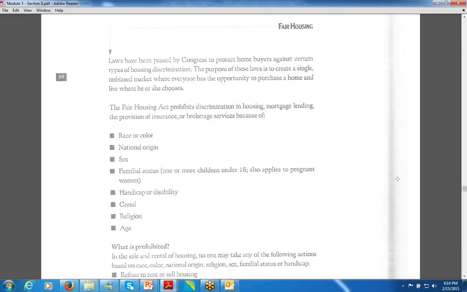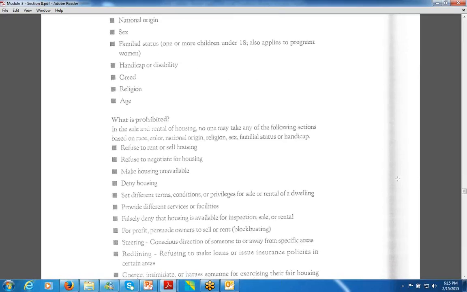In your local area, you'll have legal aid, you will have a fair housing agency inside your city municipal government. They will have an agency that deals with discrimination in housing. And so you want to go ahead and be aware and report that when it happens.